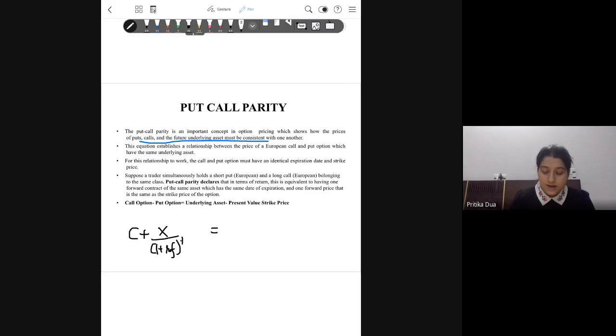The right hand side is S0 plus P. C stands for the call premium paid. The second term is X upon (1 plus Rf) raised to the power t. This is the investment made in a riskless bond, which is equal to holding the stock. S0 is the current market price of the stock, plus P. P is the put option premium.